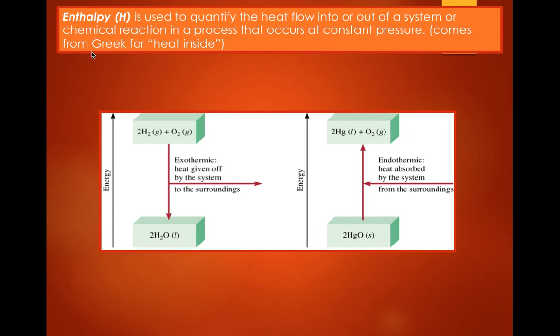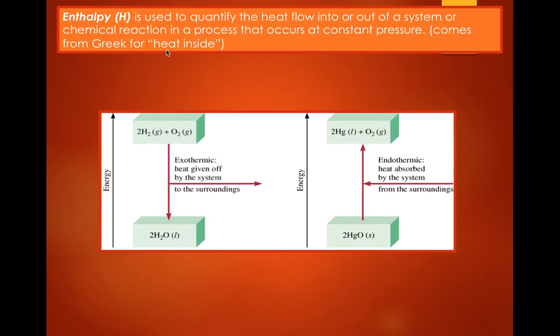So let's look at these two pictures. In the picture on the left, we're starting with hydrogen gas and oxygen gas. Those two molecules are going to collide and react to form water. Now, this is an exothermic process. Heat is given off by the system to the surroundings.